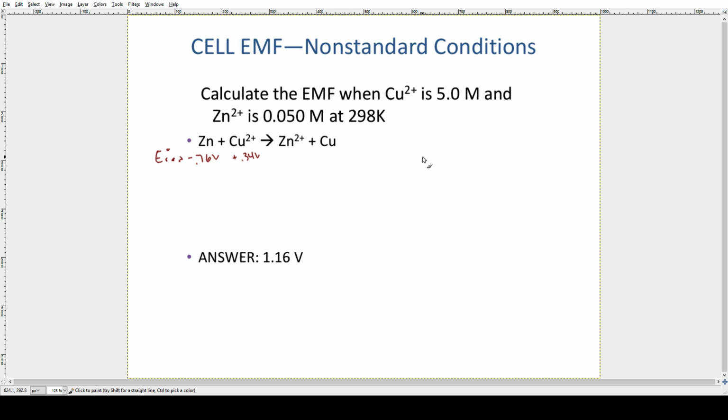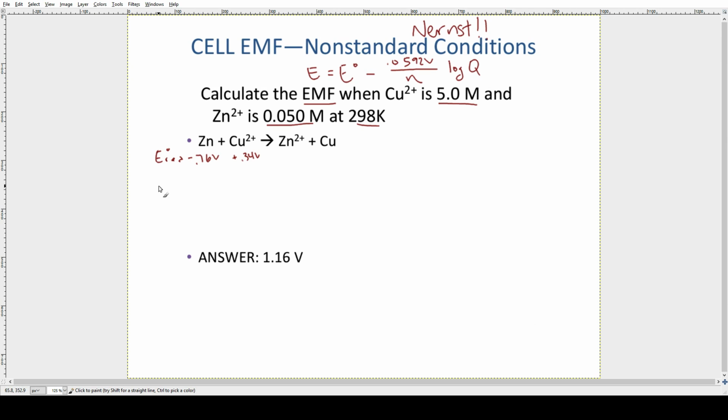All right. Well, they've given us concentrations, they've given us temperature, and they've told us to solve for E. When you see that mixture of information, to you that should scream, Nernst. And since it's at 298 Kelvin, I get to use my shortcut Nernst equation, which is E equals E standard minus 0.0592 volts. Ooh, that is a funky 9. Over the number of moles of electrons transferred times the log of Q.